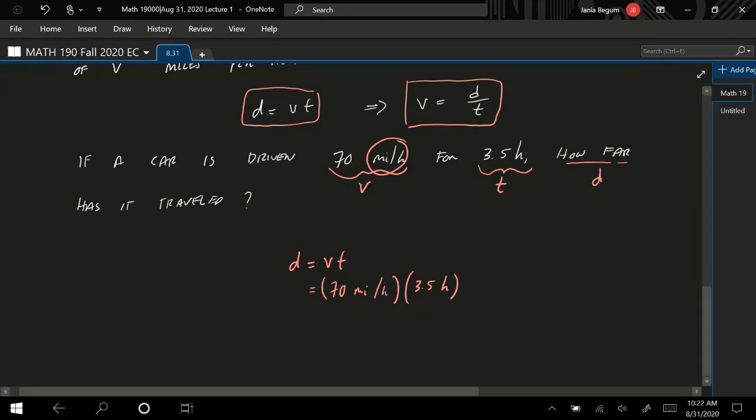Okay, so when you do 70 times 3.5, what do you get? 245. 245 miles. Absolutely. There you go. So that's how far we traveled.